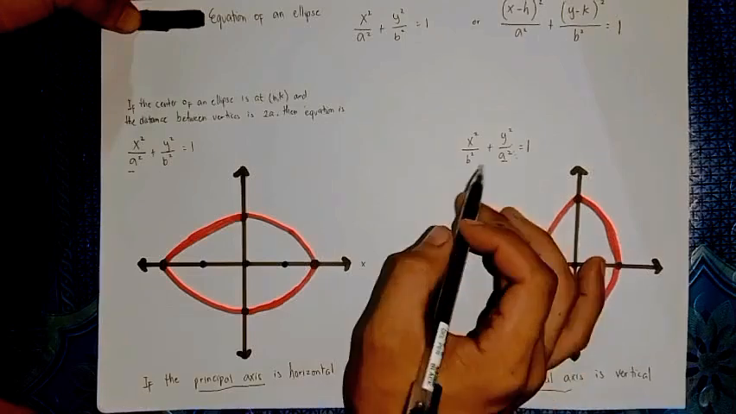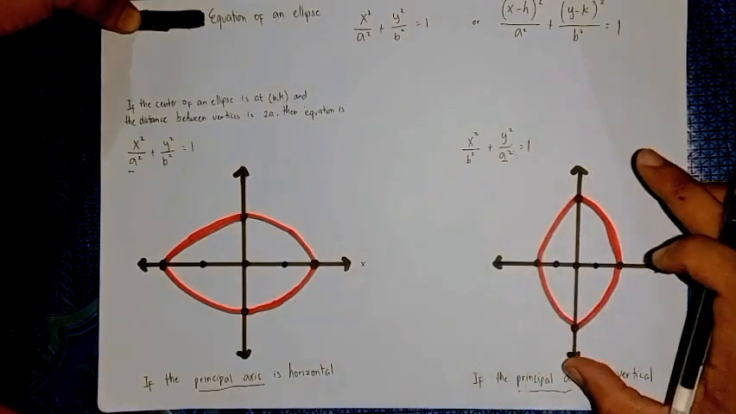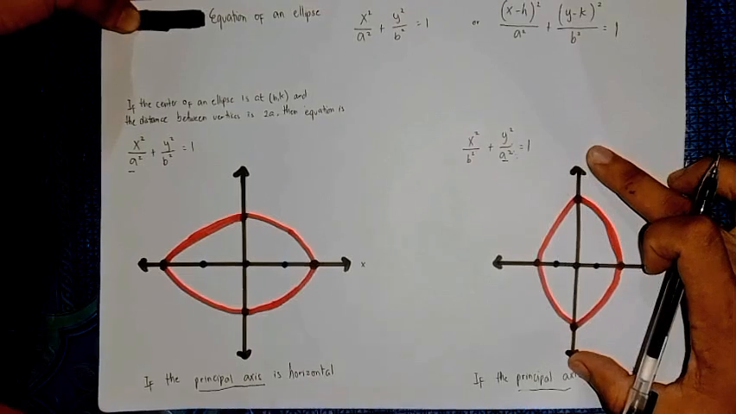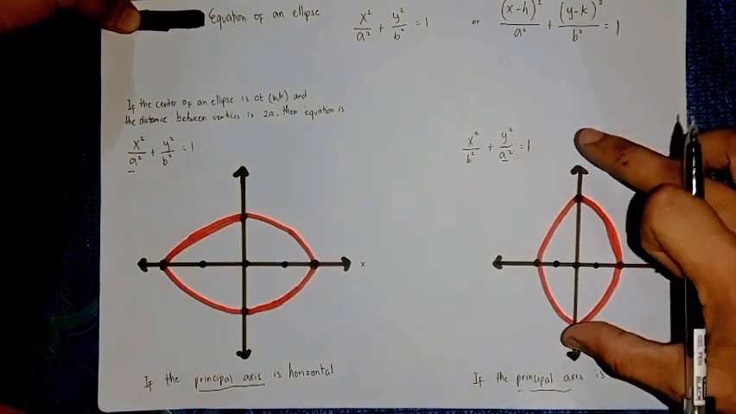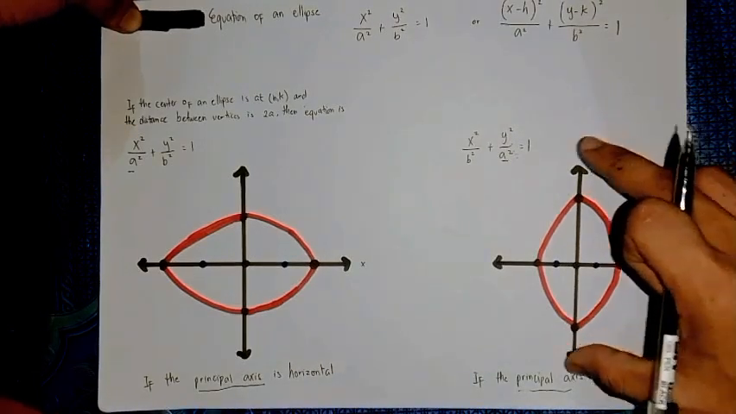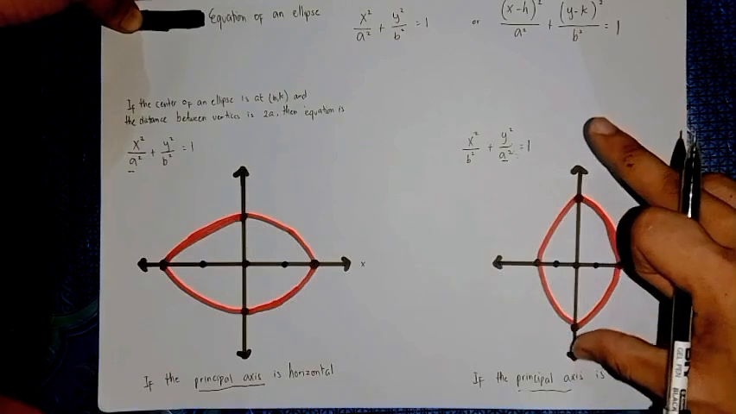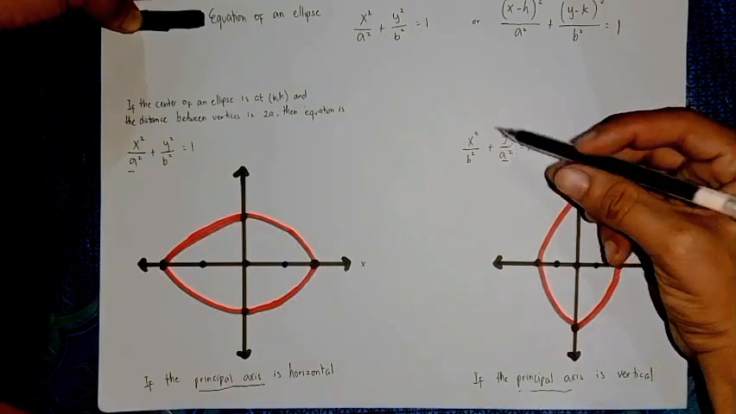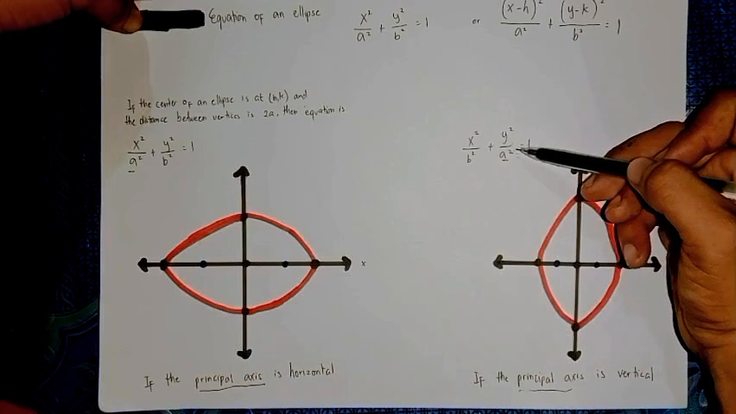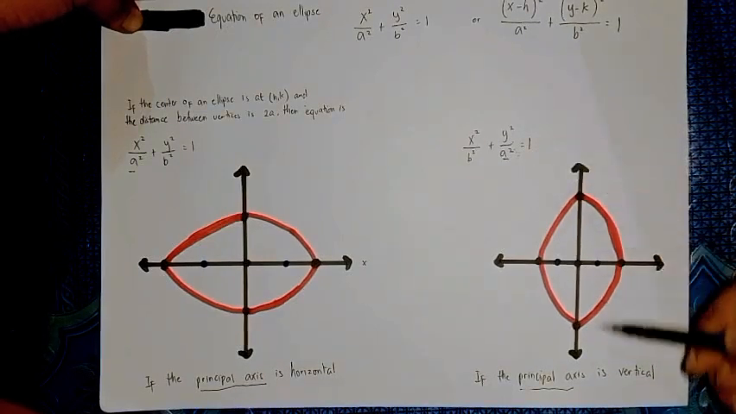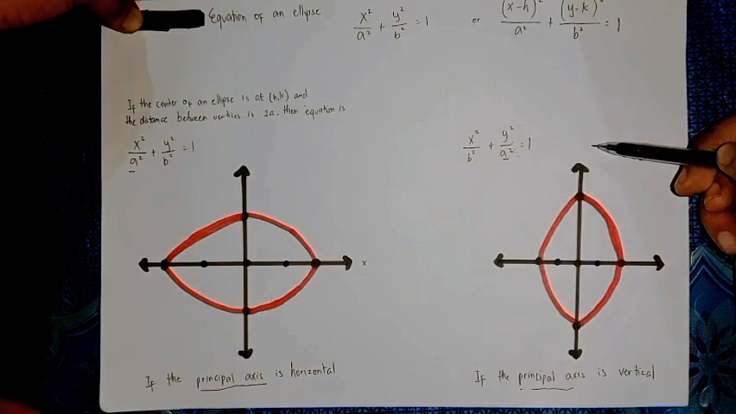Now, if the principal axis is vertical, or the major axis is vertical, or the longest diameter is vertical, we will use this formula. We have x squared over b squared plus y squared over a squared is equal to 1. Again, if the principal axis is vertical or it lies on the y-axis, we will use this formula.